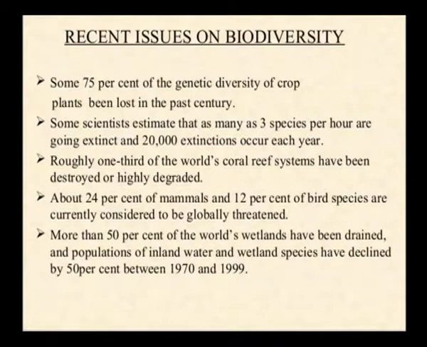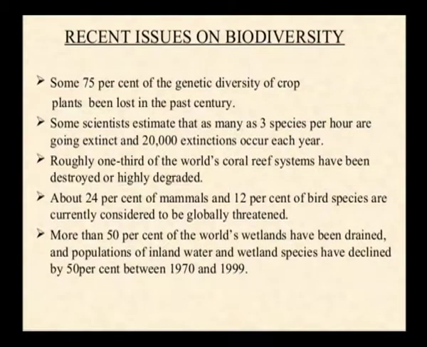About 75% of the genetic diversity of crop plants has been lost just in the past century. Some scientists estimate that as many as 3 species per hour are going extinct and 20,000 extinctions occur each year. These species could be across the ecosystem, not necessarily only in plant life or animal life, it could be insects or anything. Roughly 1/3 of the world's coral reef systems have been destroyed or highly degraded.